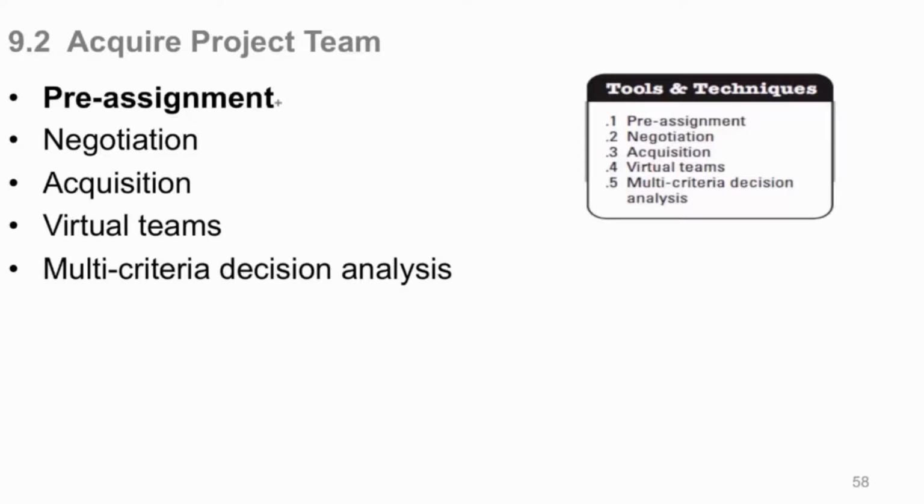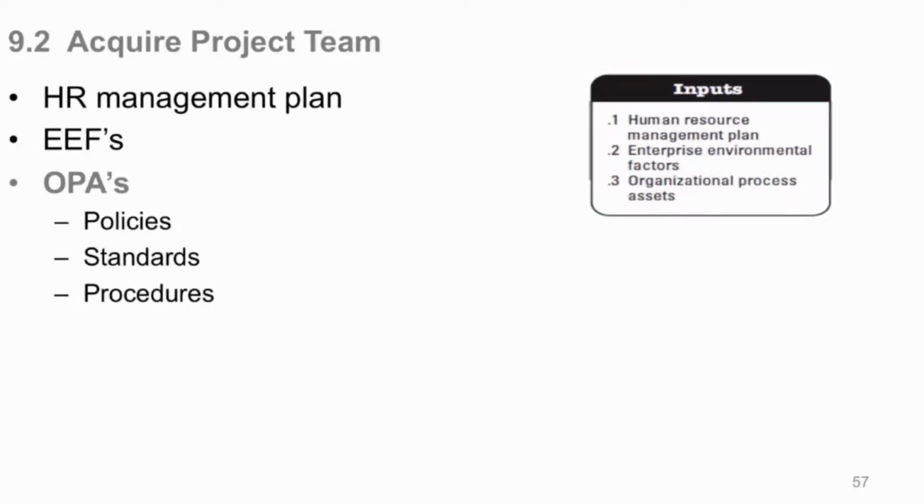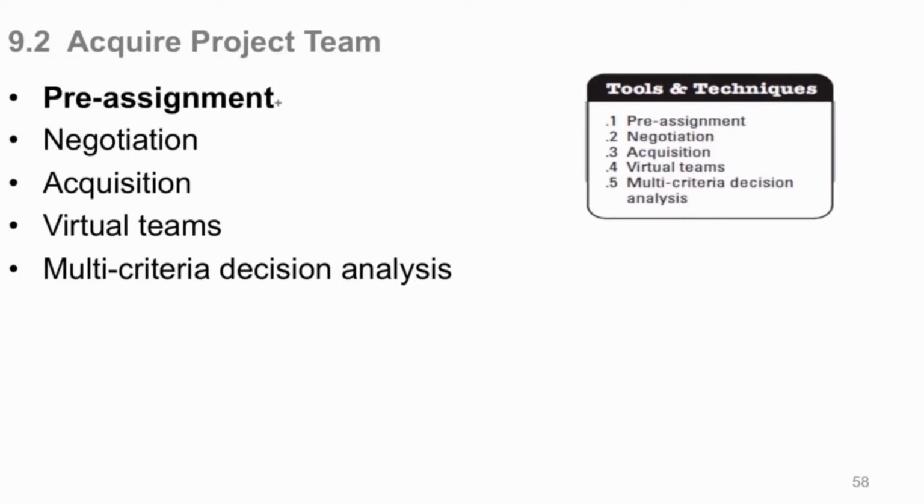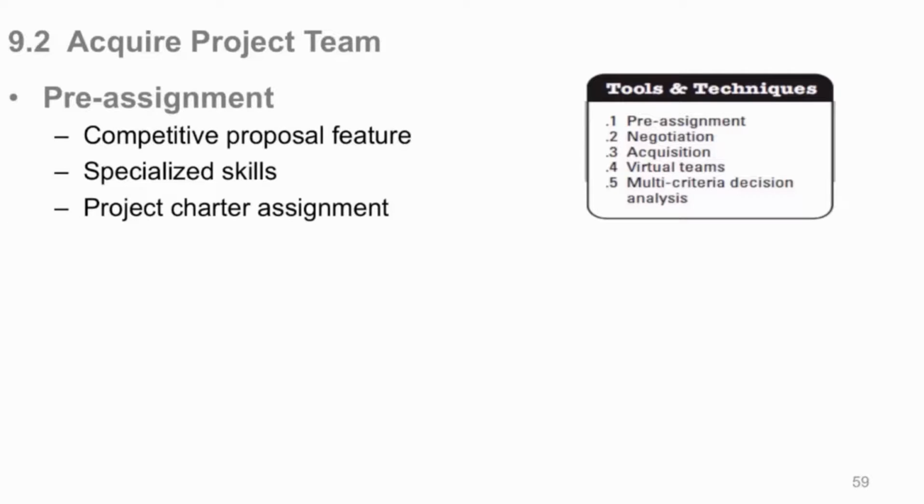Now that you have inputs, in particular your EEFs, that's where your people are. Now you need to think about these things here, about pre-assignment and negotiating and then actually acquiring them. Virtual teams we'll talk about, and other criteria analysis too. So let's look at pre-assignment.